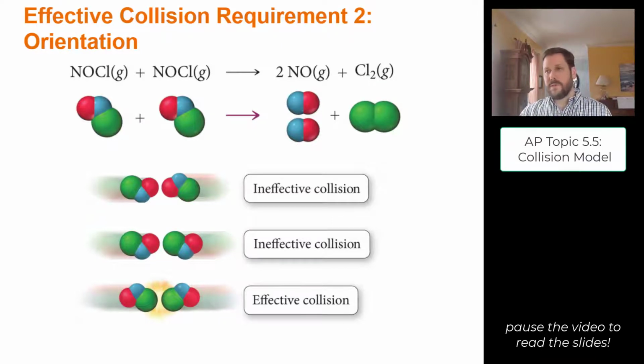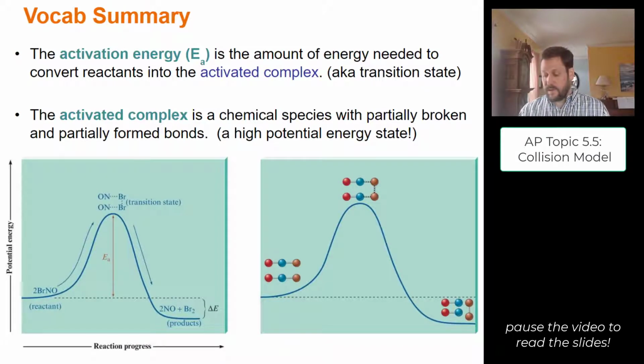So those two requirements, in summary, are the sufficient kinetic energy and the proper orientation. And again, to summarize our vocabulary here, the activation energy is the amount of energy needed to get to that transition state that we call the activated complex. And that is a state where bonds are neither formed completely nor broken completely. It's a very high energy state. And the dotted lines that are shown in this diagram are probably a good illustration of how we could visualize that transition state.